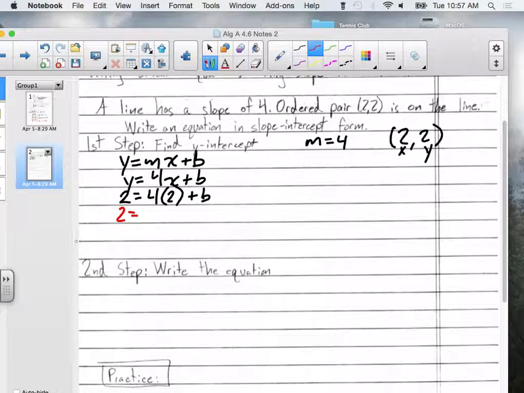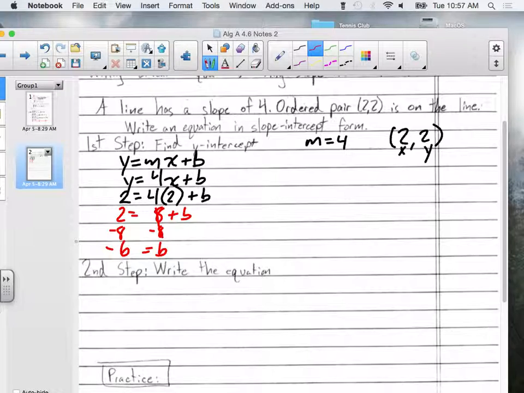All right. So 2 is by itself. What's 4 times 2? 8. Plus b. How do we get b by itself? Subtract 8 from both sides. So, what is 2 minus 8? -6. We just found our b value.